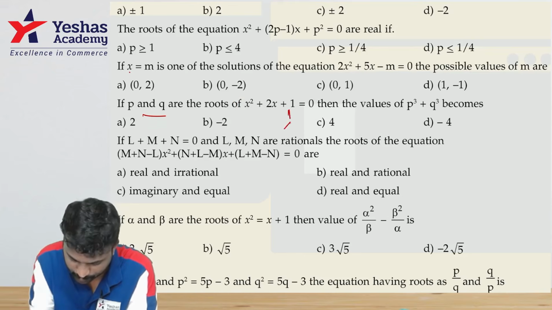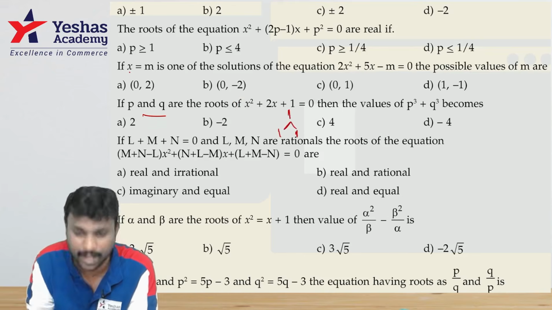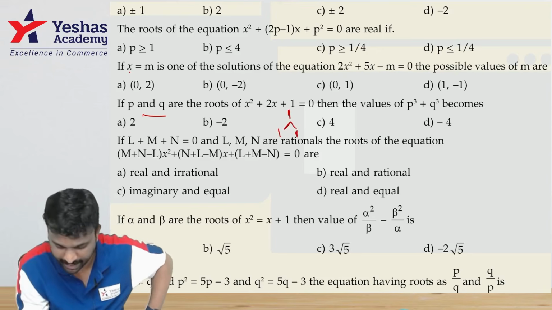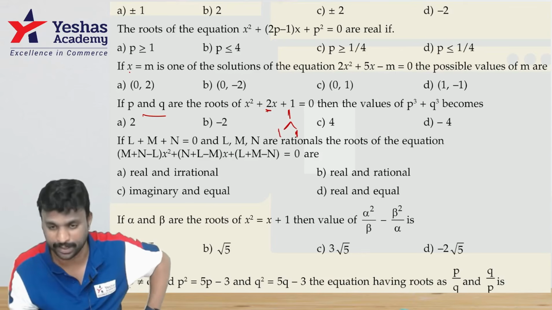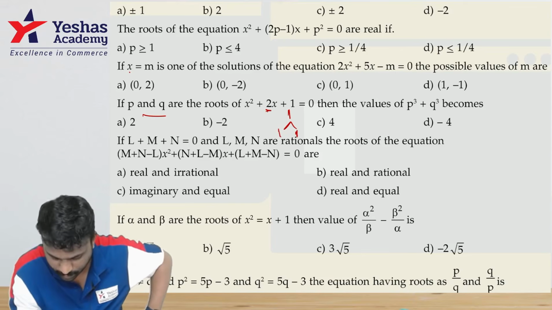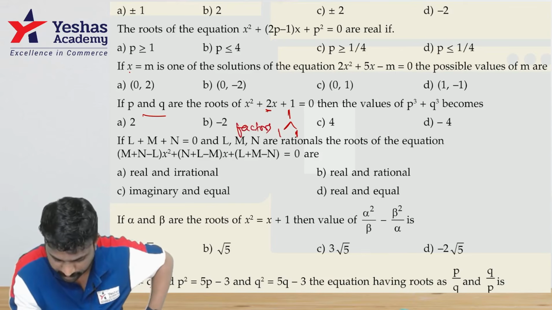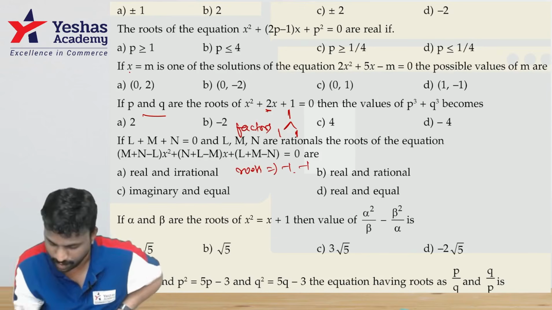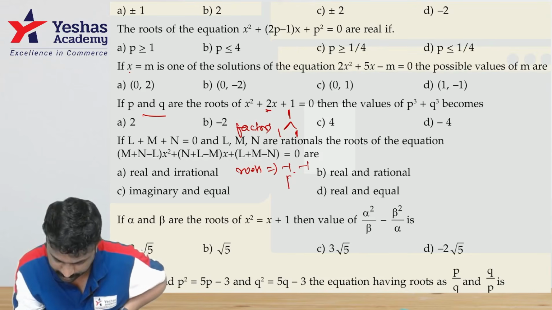Yes or no? The product is 1. So definitely the factors are 1 and 1, yes or no? The factors are 1 and 1 because by adding the 2 you get 2, and by multiplying the 2 you get 1. So these are the factors. 1 and 1 are the factors. Roots are going to be minus 1 and minus 1. Correct? Equal roots.